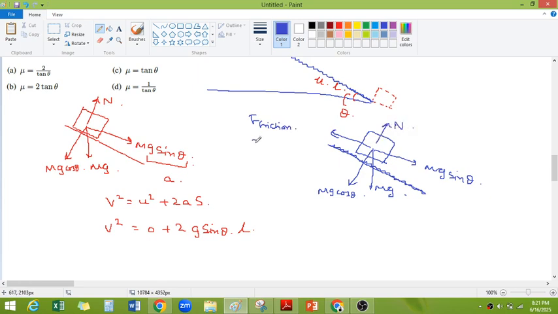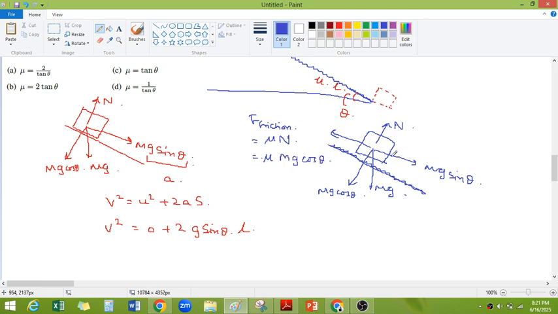So F friction is equal to mu into N. I told you 1,000 times, if you put mg here, everything will go wrong, because it's not mg, it is mg cos theta. This and this are equal. So that means on an inclined plane N is not equal to mg. So F friction is equal to mu mg cos theta.